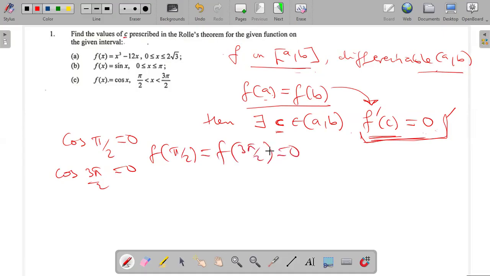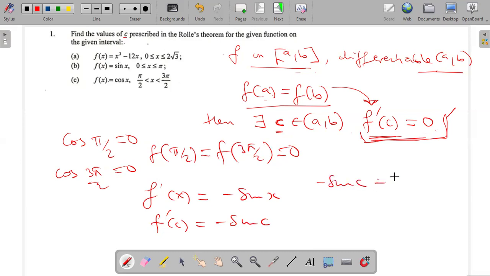So that is true. So I get f prime of x, and that gives me negative sine x. After getting this negative sine x, I say f prime of c is just going to be negative sine c. Then this equates to 0. Dividing the 0 by the negative, I get sine c is equal to 0. Then c is sine inverse of 0. What does sine inverse of 0 give me?